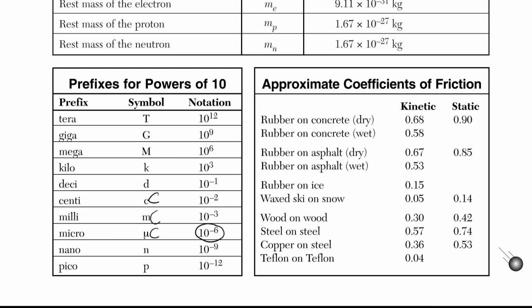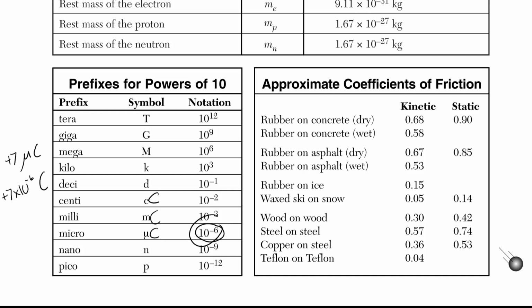So 10 to the negative 6 is micro. So if I said to you, I have positive 7 microcoulombs, that means I really have positive 7 times 10 to the negative 6 coulombs of charge. It's a tiny amount of charge. That's how you handle that.